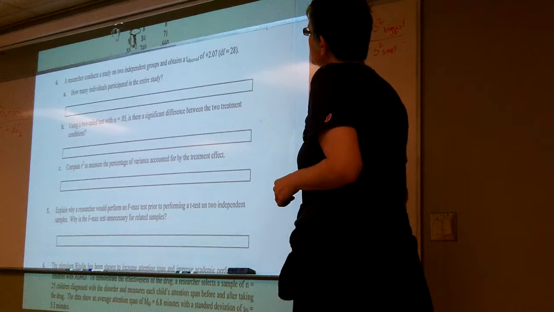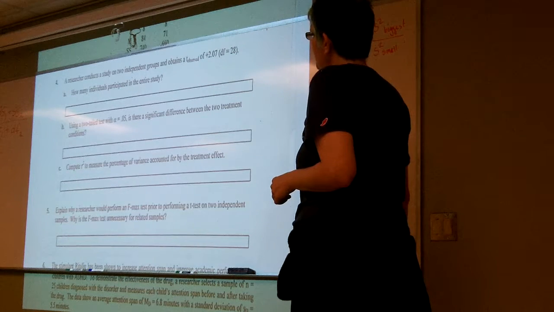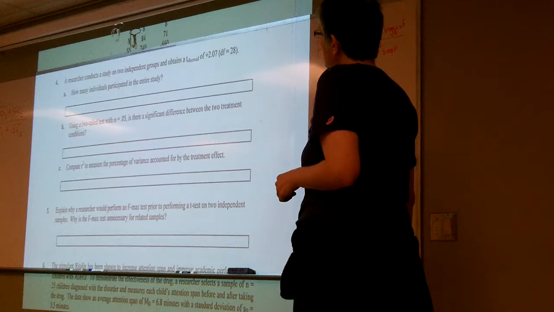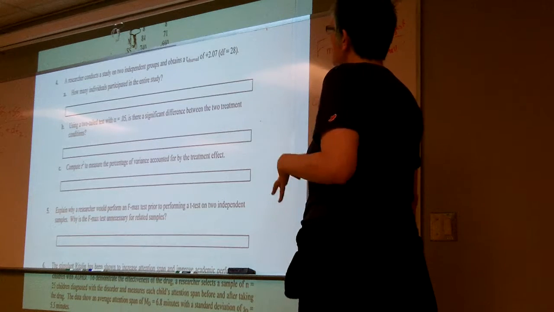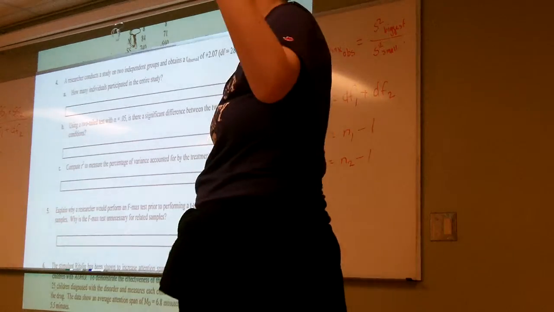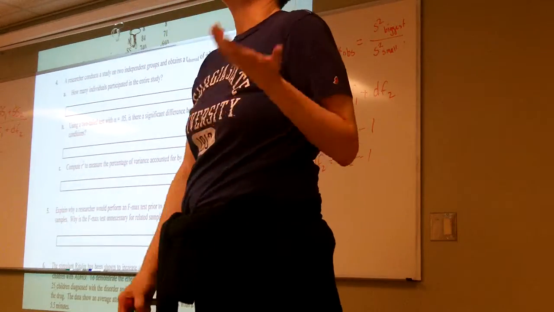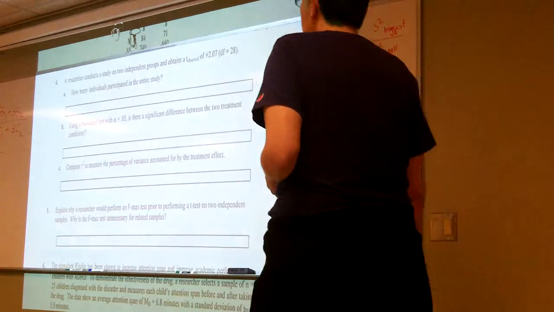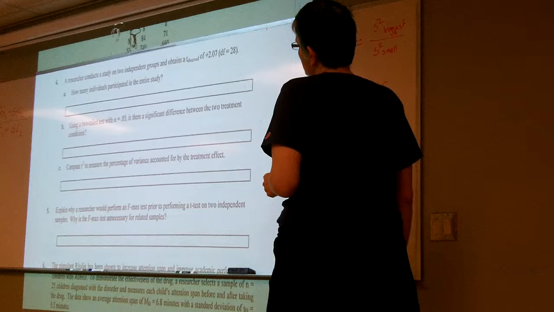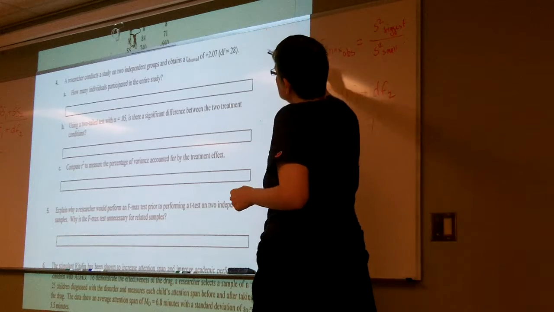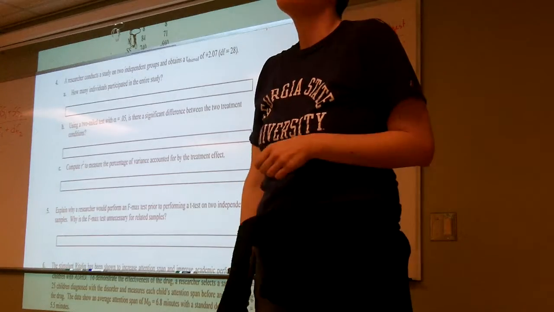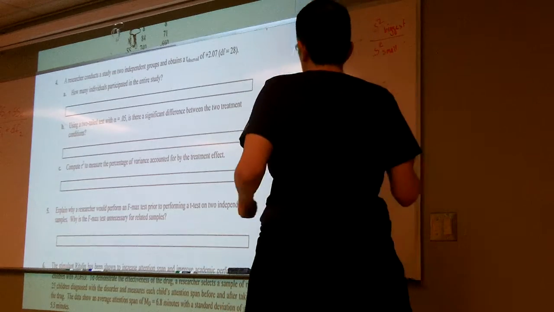All right. So 30 people participated in the entire study. Right? And it says using a two-tailed test with alpha equals 0.05, is there a significant difference between the 2 treatment conditions? So I've already given you the observed value. You don't have to do any math. What do you have to do? You got to find the critical value, right? So you got to go look up a critical value with two-tailed test, alpha of 0.05, and degrees of freedom pooled 28. So what do you find?